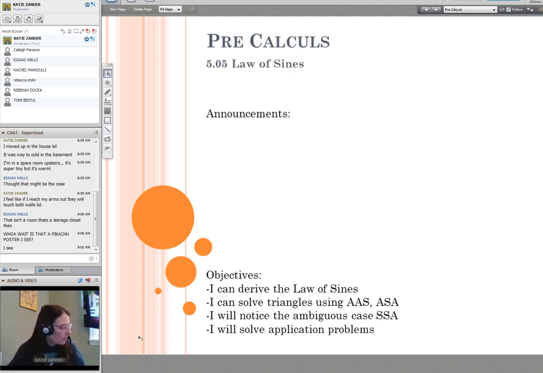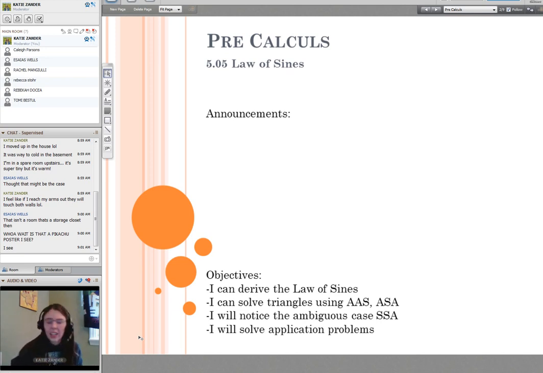So, we did get to see each other on Tuesday, which was the first day back from break. So hopefully we're back into our routine now, seeing how it's Thursday. The plan for today is to look at 5.05, which is the law of sines. We've only got two lessons left. One of them is on the law of sines, and the other one is on the law of cosines.